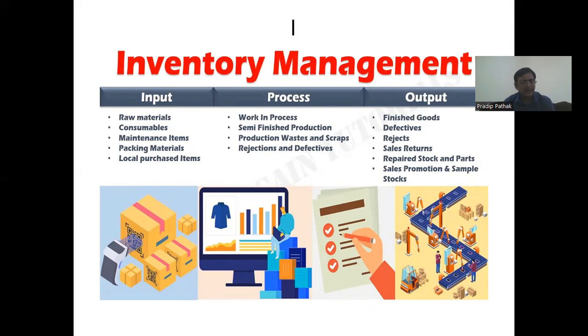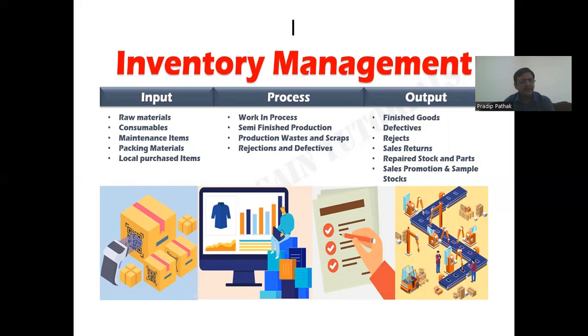Then you have the maintenance items. The machines do require some sort of maintenance, and to enable that, you may be holding certain equipment and related tools and other things. Similarly, you have to have the packing materials, because when you produce certain items, they have to be packed. Then there are local purchase items. All of the things required for your final product you cannot produce in your own company, so some of the items have to be purchased locally and included in your final product system.